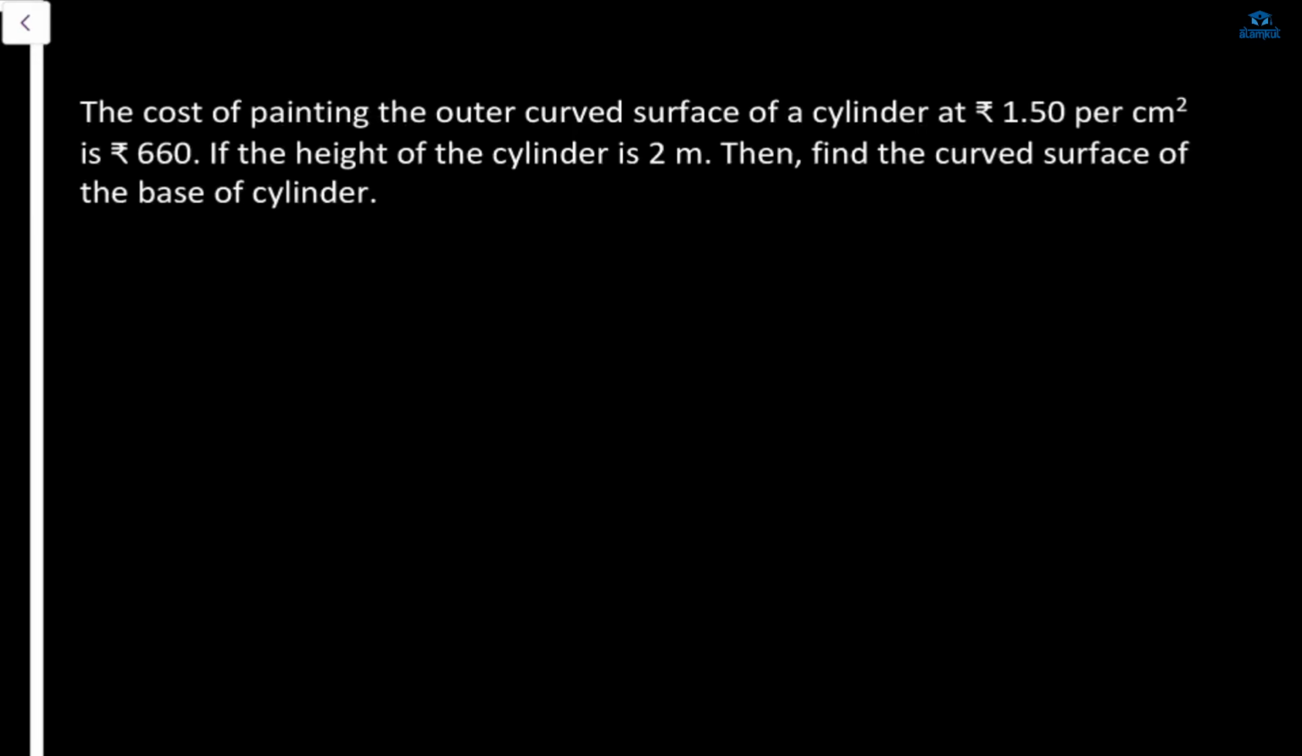For that you will just have to find out r, because the circumference of the circle is 2 pi r. So you need to find out r. And how can we find this r? The height of the cylinder is given. The height is 2 meter. CSA is equal to 2 pi r h. Yes or no? Yes, ma'am.